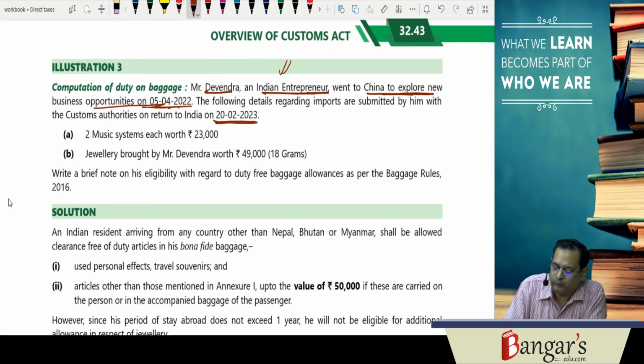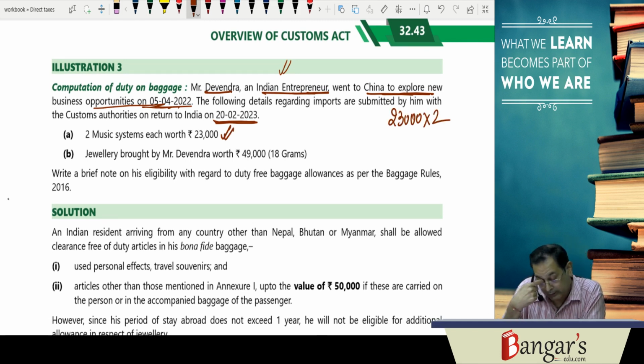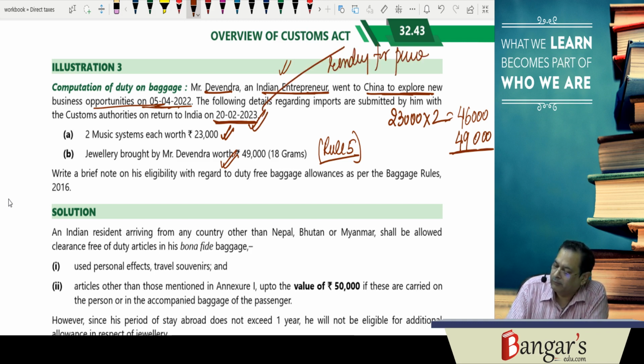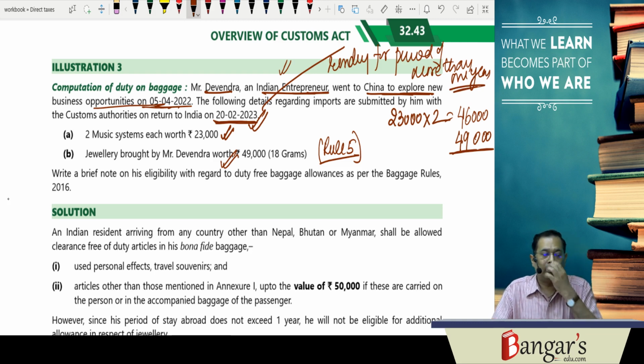Now he has brought two music systems worth 23,000 rupees each. Music systems are not in the restricted list, so the value of the music systems is 46,000. Jewelry will be accommodated in the general free allowance, 49,000 rupees. Rule 5 benefit will not be available. Why? Because he has not been residing abroad for a period of more than 1 year. You get the benefit of Rule 5 duty free allowance in respect of jewelry when you are residing abroad for more than 1 year.